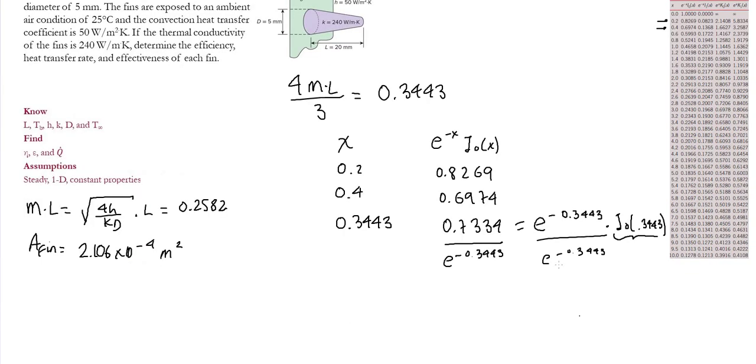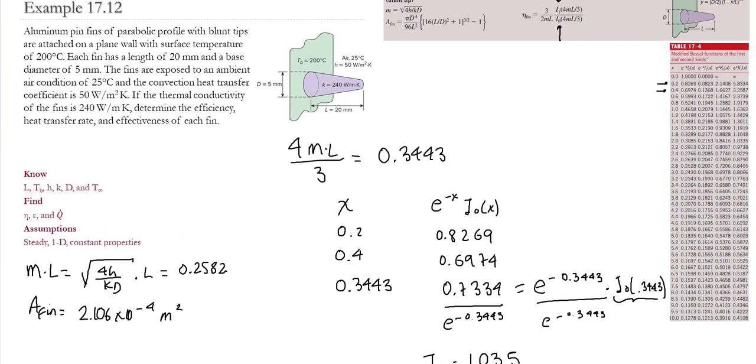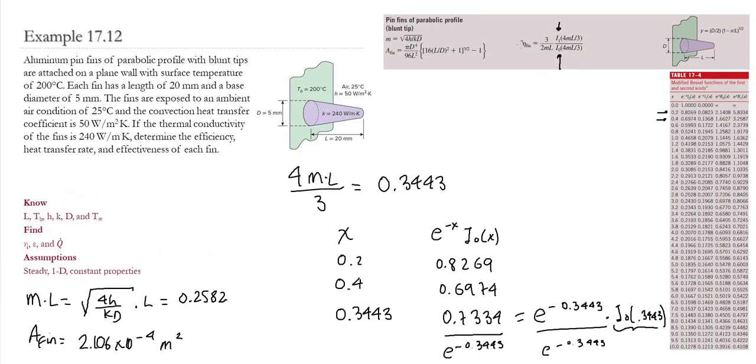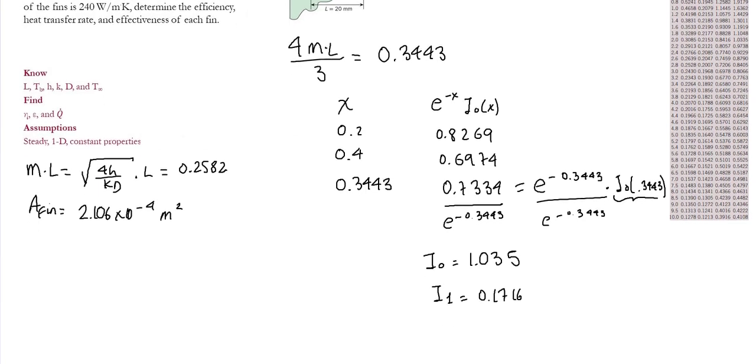And after we do that division, we find that the modified Bessel function for the corresponding value gives us 1.035. If you do the same process for I1, we find that the value of I1 simply becomes 0.1716. And that's basically the most complicated part of this problem. Once you have the value of I0 and I1, you will be able to substitute it into this equation over here.